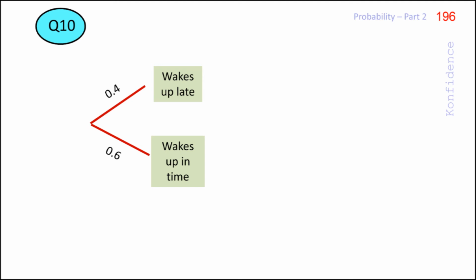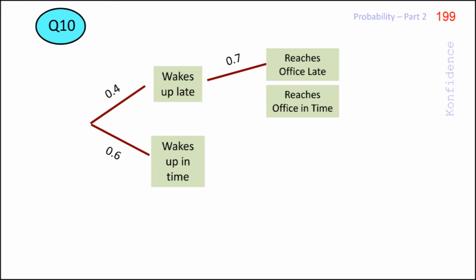When Miss Renu wakes up late, the probability that she reaches the office late is given as 0.7. That means even when she wakes up late, she may reach the office in time. The probability for that will be 1 minus 0.7 or 0.3.